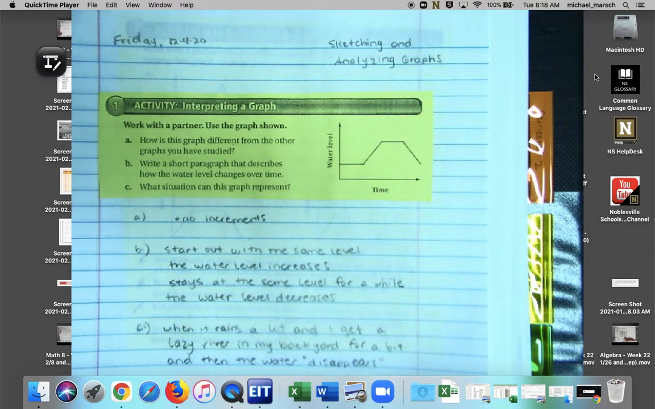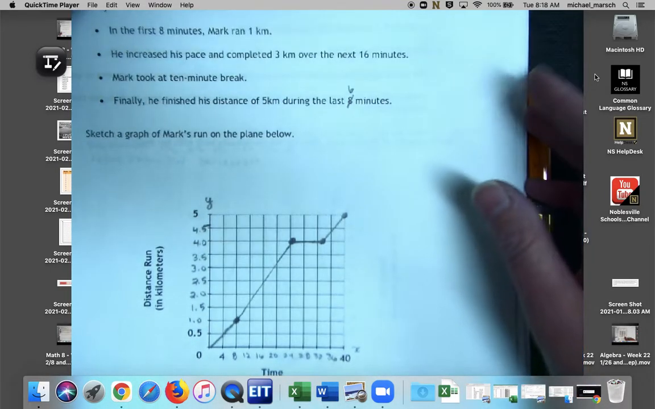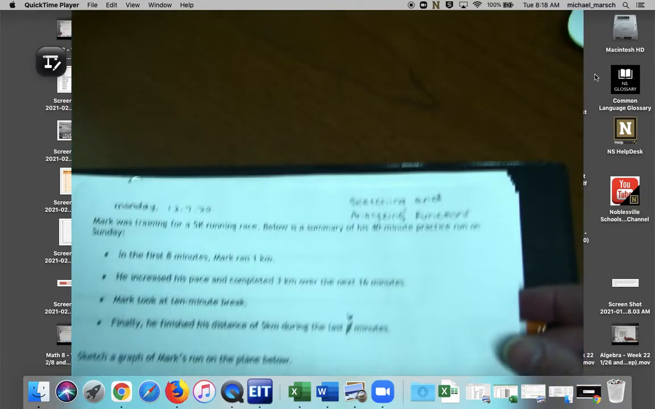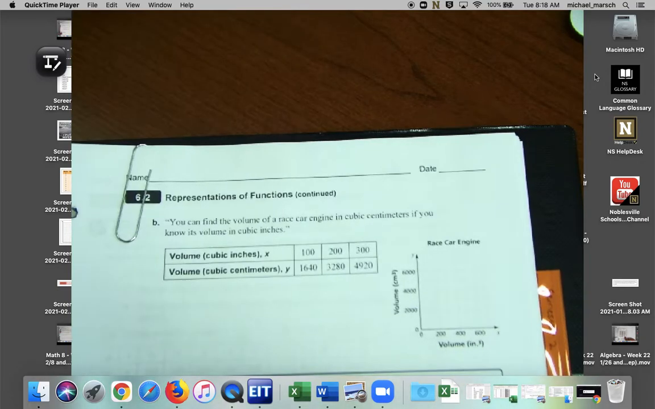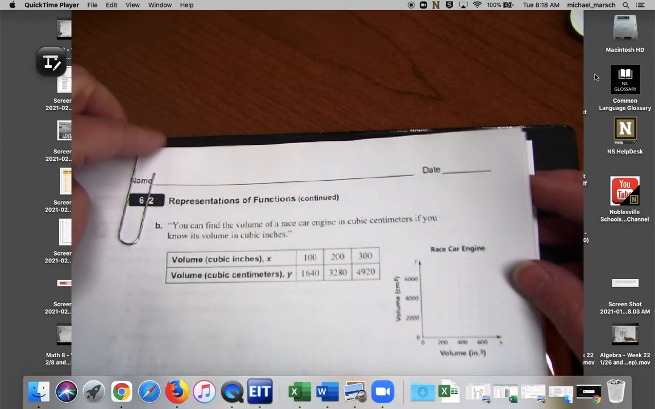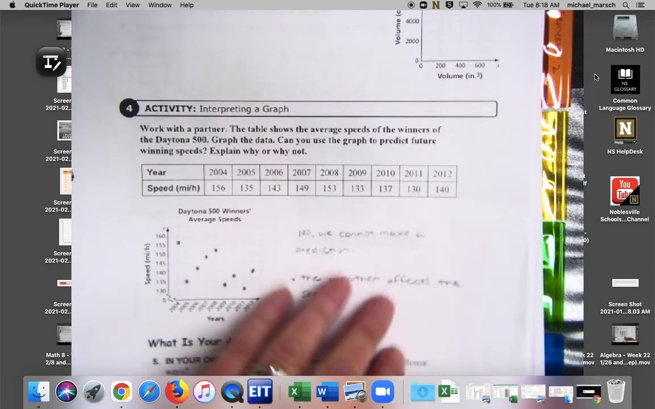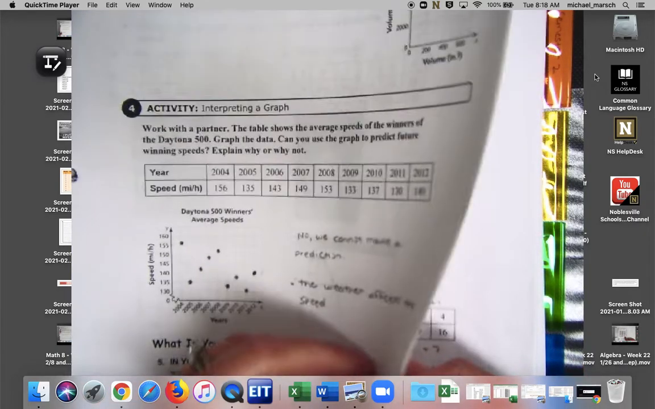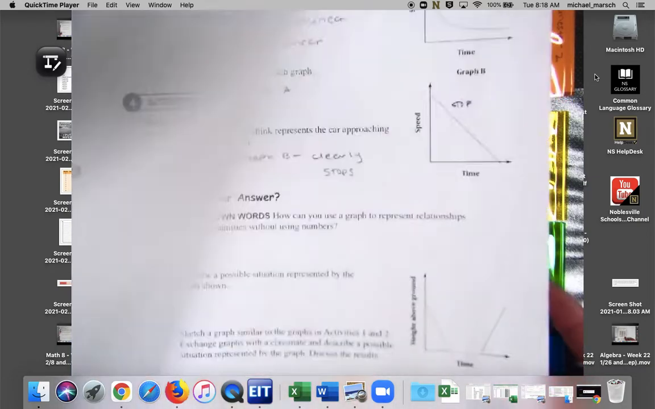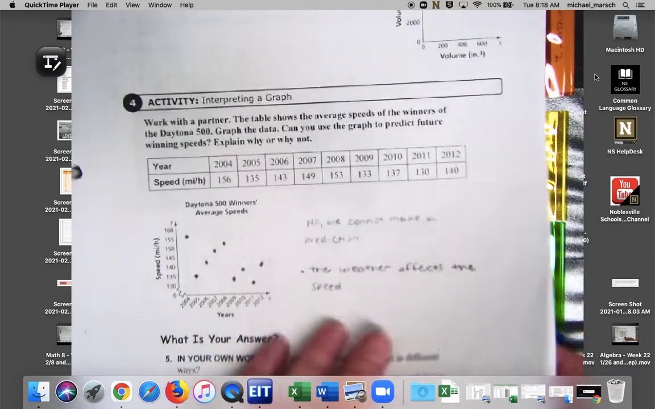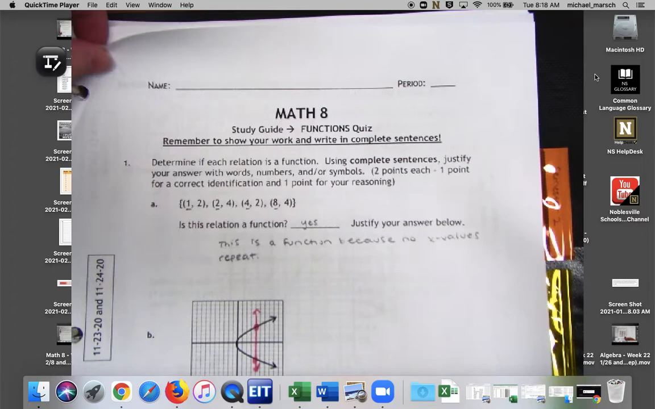Then we were sketching graphs. This should be your notes again. And then we have our sketching and analyzing functions packet here from December 7th. Beautiful. And then we have your workbook pages that you should have done. Remember, I always print these out. So this is pages 127, 134, and 136. And you might have these in Notability, so that's fine too. And 139, that was an assignment. Then you had your study guide for your functions quiz.